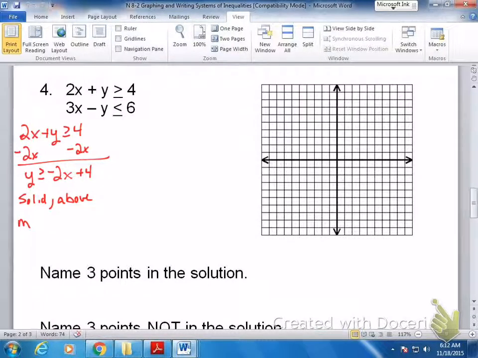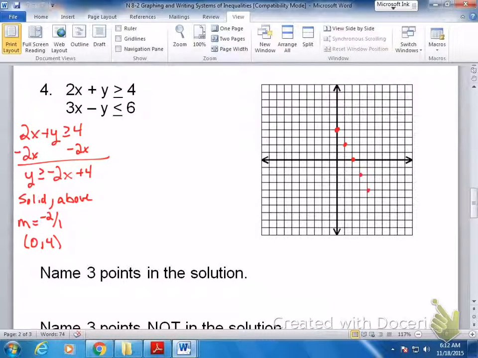We have a slope that's negative 2, so negative 2 over 1, rise over run. Our y-intercept is 4, so we're going to have the point 0, 4. I'm going to come over to my graph. I'm going to start with point 0, 4. And since my slope is negative 2 over 1, I'm going to go down 2, right 1.